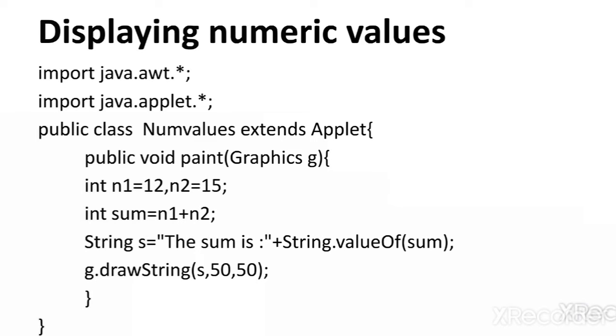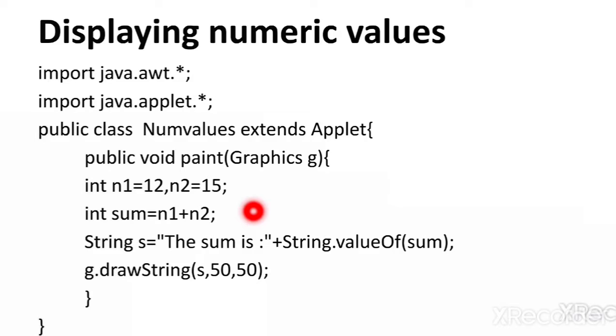So for this, I have to import the AWT package and the applet package to my current program, and then I'm creating a class with the name NumValues, that is numeric values, which extends the Applet class. And now I'm overriding the paint method of the Applet class by declaring two variables, n1 and n2, with the initial values 12 and 15. And later I'll find the sum of these two values, that is sum equals n1 plus n2. And next, I have to display this sum value on the output window of an applet.